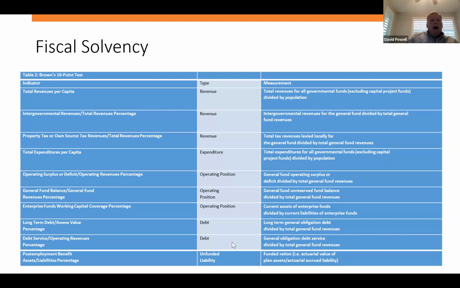There we go. General fund balance divided by general fund revenues percentage. And so you look at your fund balance, the amount of money that you're left with in your general fund after the fiscal year, compared to the amount of revenues that you have generated in your general fund. What's called enterprise funds working capital coverage percentage.